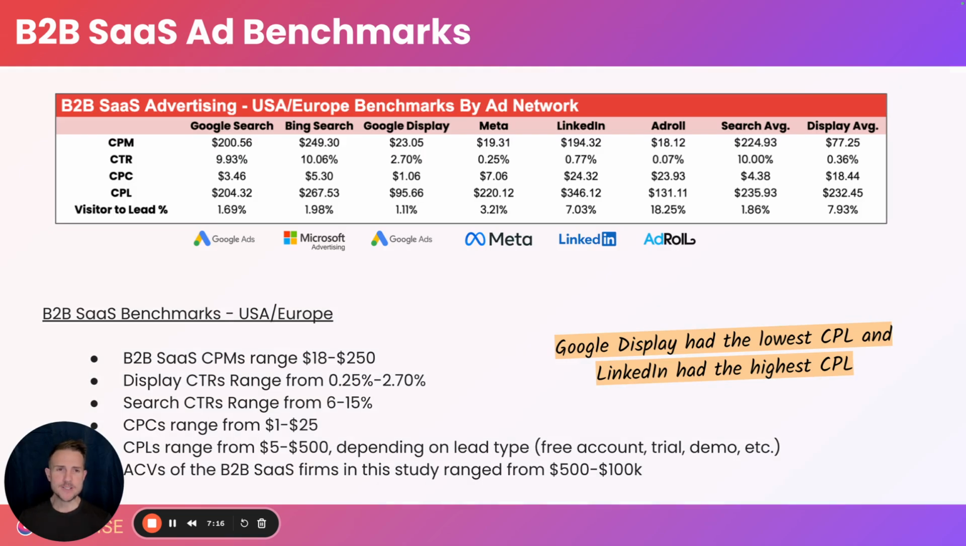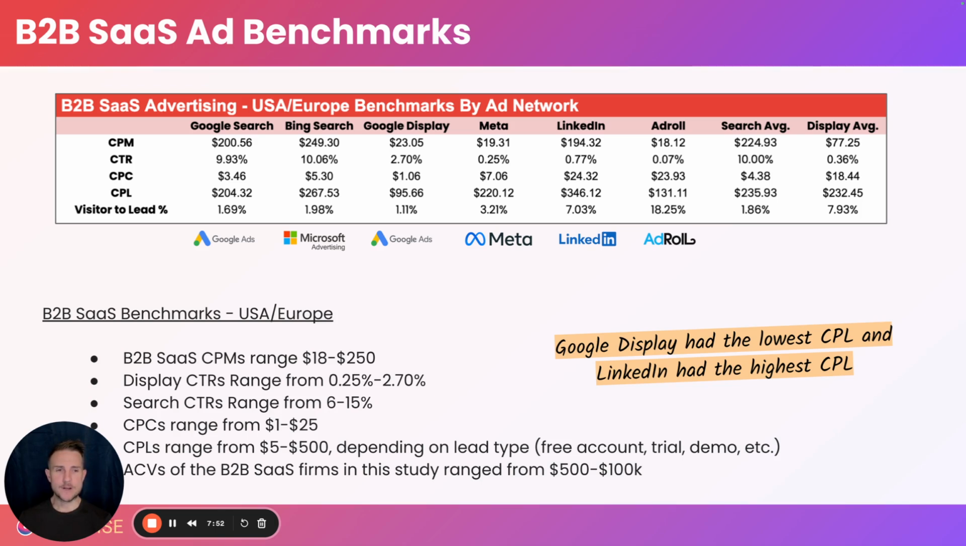Here are some benchmarks that you can study and compare your own measures against. These are for B2B SaaS advertising benchmarks in the USA and Europe. And you can see the cost per 1,000 impressions by network. It's about $77 CPM average on display and about $225 average on search. It's going to be more expensive on search because those people are high intent buyers who are definitely in the buying research phase, whereas the display ads are going to people that are in your target market but not necessarily active buyers. Click-through rates will of course be higher on search as well.